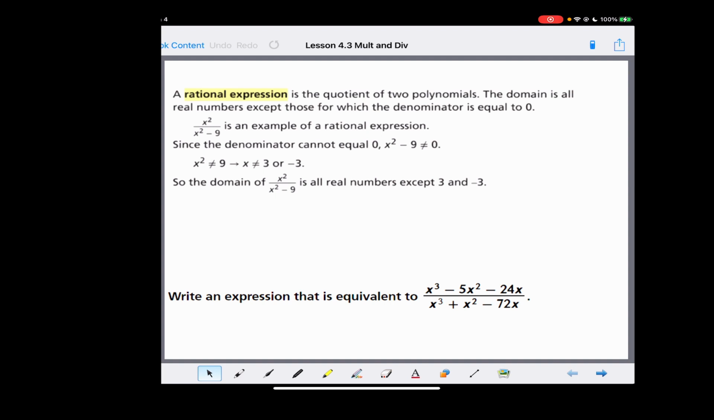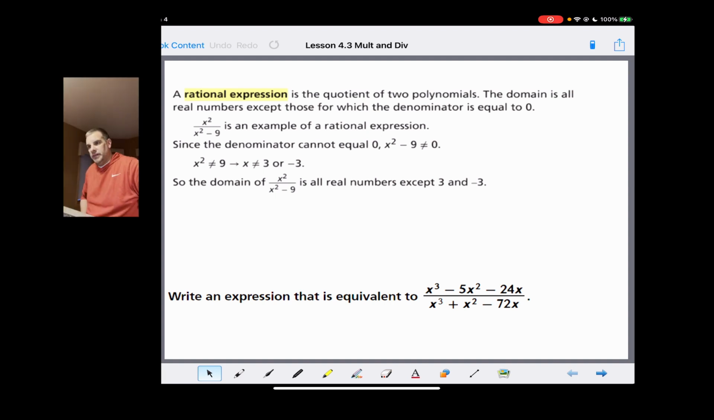So section 4.3, we're going to multiply and divide rational expressions today. We talked a little bit about rational expressions on the last lesson, and we talked about simplifying rational expressions and doing that type of thing. I'm just going to go over a few examples to make sure we're okay with simplifying rational expressions first. I didn't give you too formal of a definition last time, so I'll give you a more formal definition today.